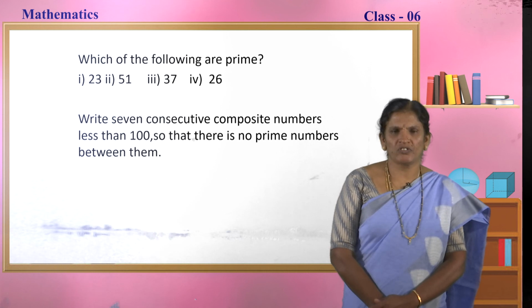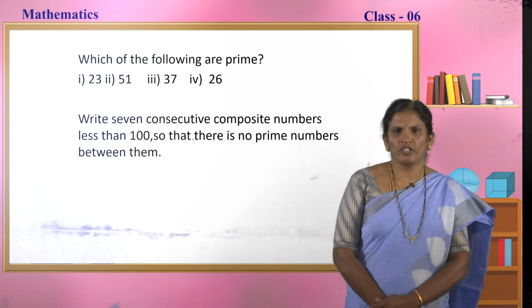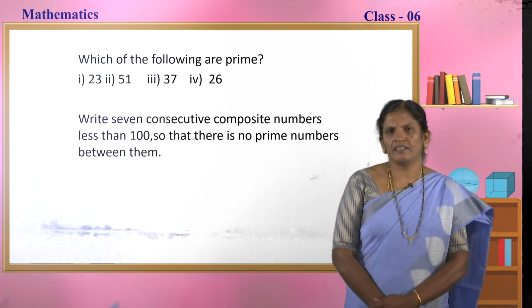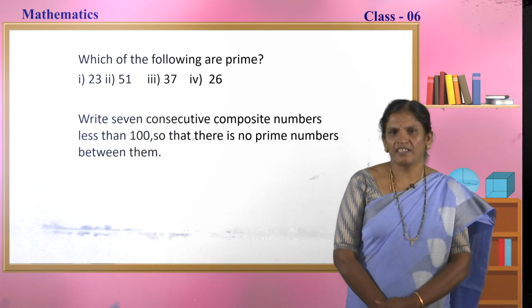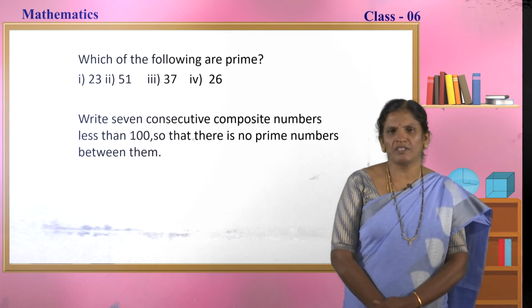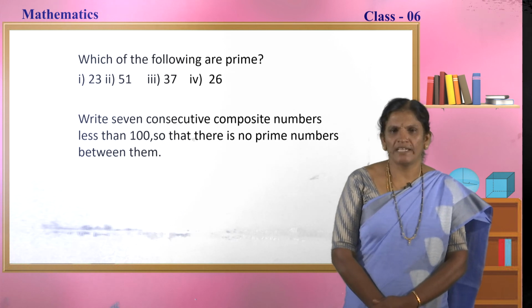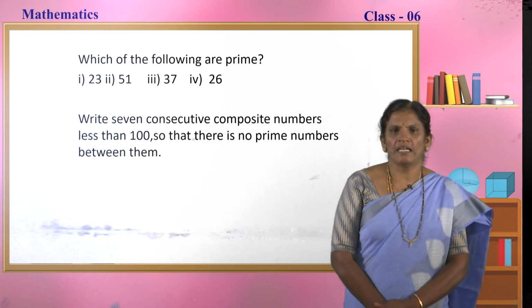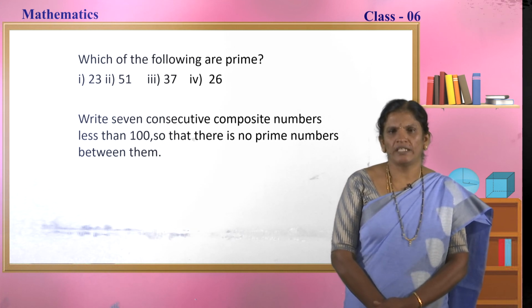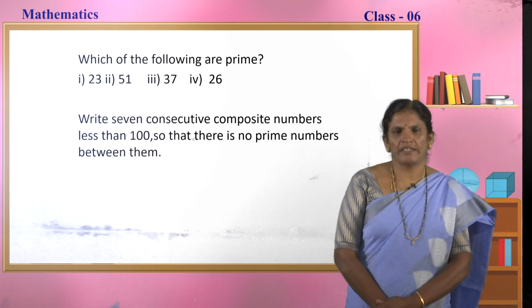Now come to the next question, children. Which of the following are prime? Guess, children: 23, 51, 37, 26. Among these four numbers, which is prime? You can tell that 23 is the prime number. Now next question, write 7 consecutive composite numbers less than 100 so that there are no prime numbers between them. Children, you only try it out.